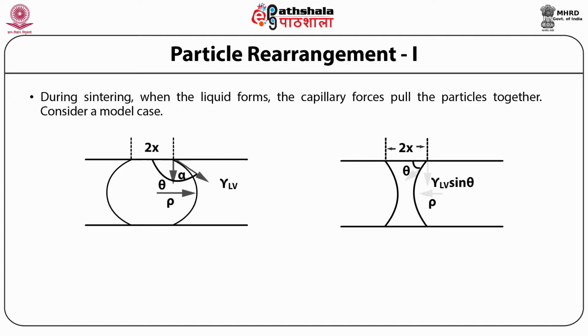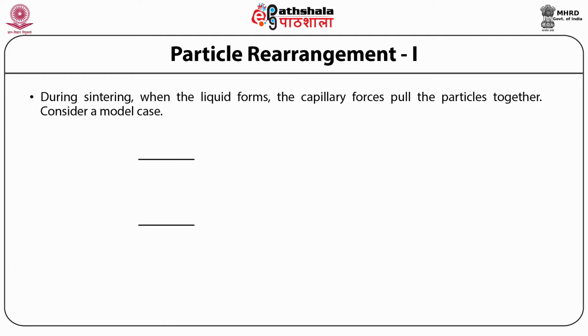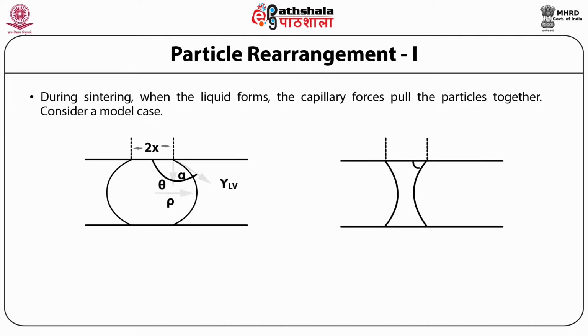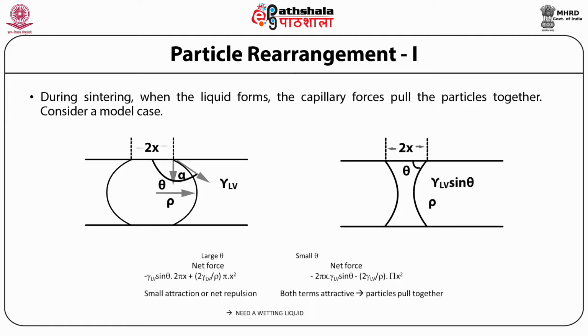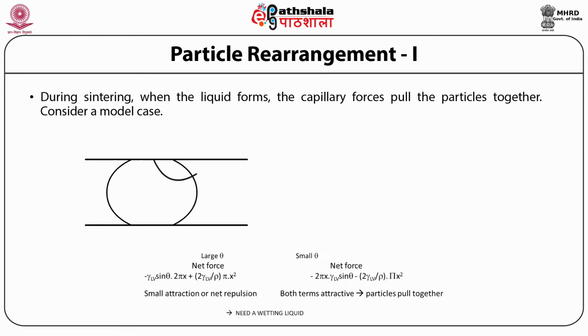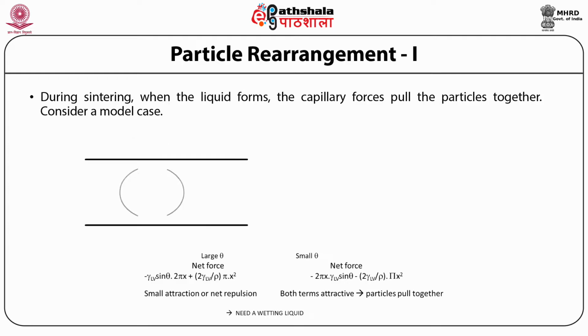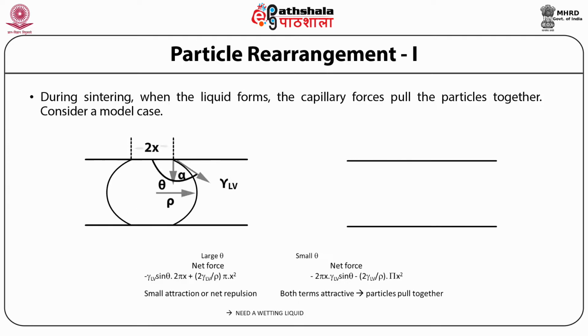The first acts on the periphery of the liquid plate contact circle, while the second acts on the area of the circle. The net force is given as minus gamma sin theta into 2 pi x plus 2 gamma divided by rho into pi x square. The first component, which attracts the plates together, is usually smaller than the second component, which repels the plates, and so the net effect is that the plates are repelled.